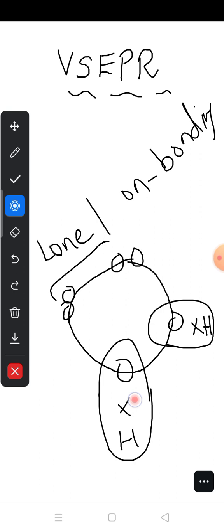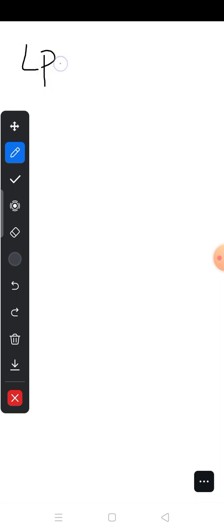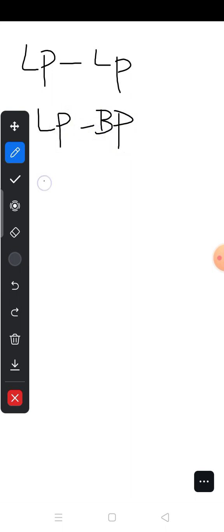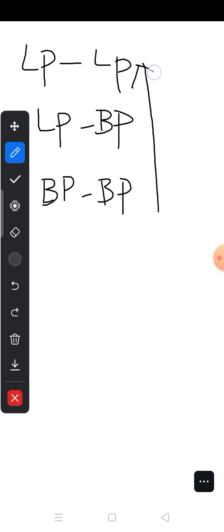Now the series or sequence of repulsions. Lone pair repulsions are the maximum. Lone pair bond pair repulsions are the moderate, and bond pair repulsions are the minimum. Okay, so we can say that lone pair lone pair repulsions are maximum, then lone pair bond pair repulsion, and the minimum repulsions are the bond pair repulsions. This is the series of increase in repulsions, and due to these repulsions, all the electron pairs try to arrange themselves as far as possible.